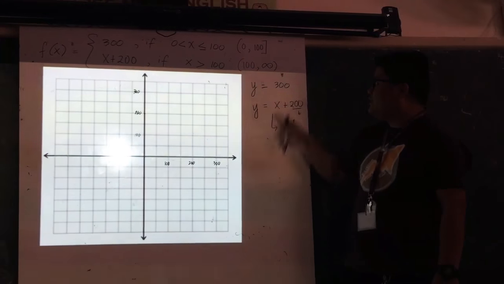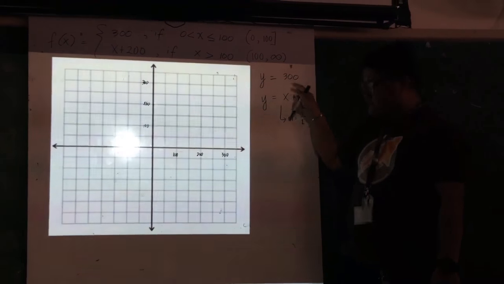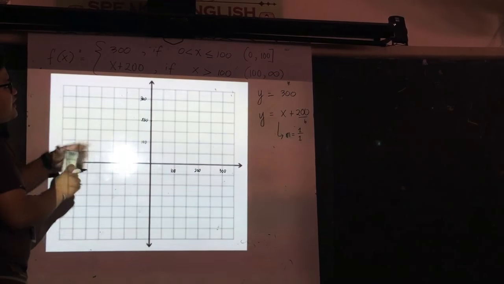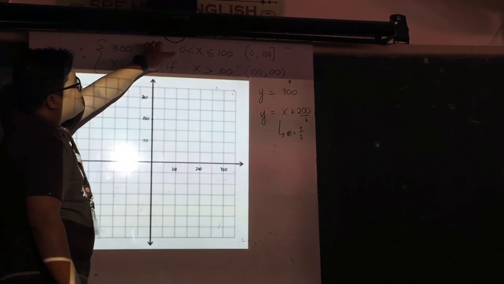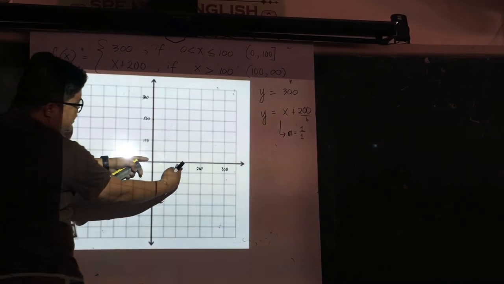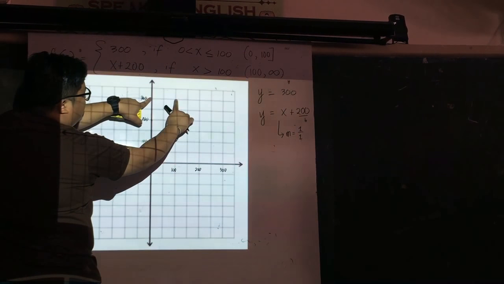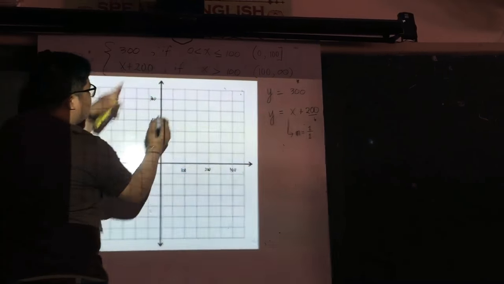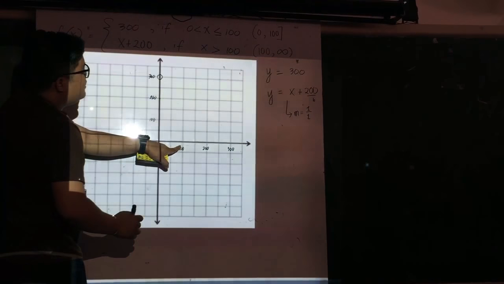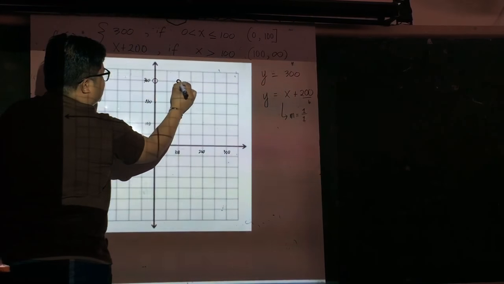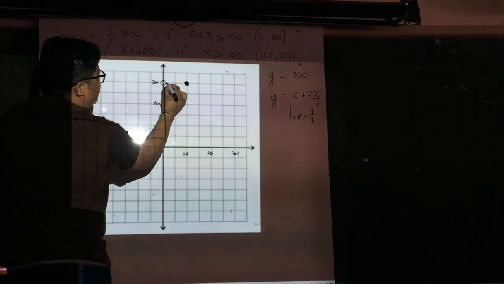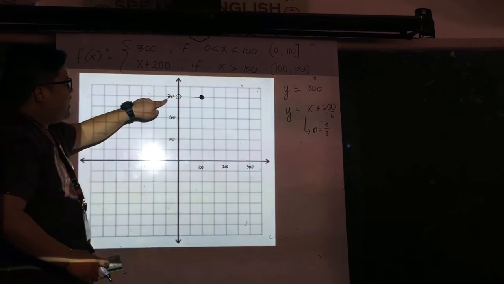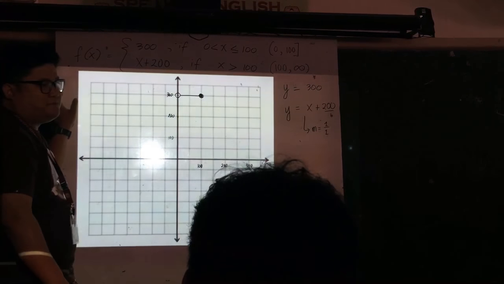Now, in this case, let's graph this one first. If it's y equals 300, it will just be a horizontal line. But we will only graph starting from zero up to 100. So where is 100? It's here. So up to here only. Is zero included? No, it's an open circle. Is 100 included? Yes. In that case, draw a line between them. So this is the graph of the first equation.